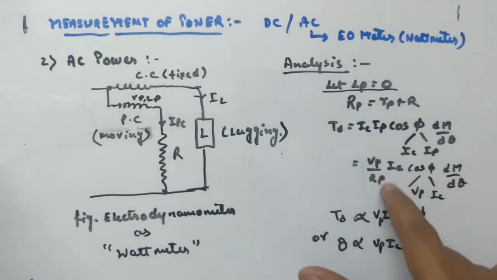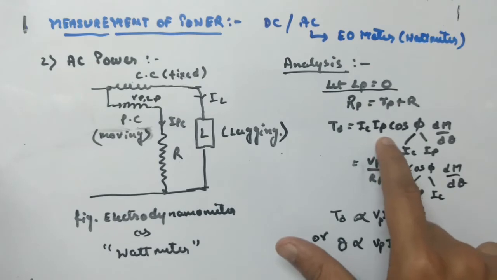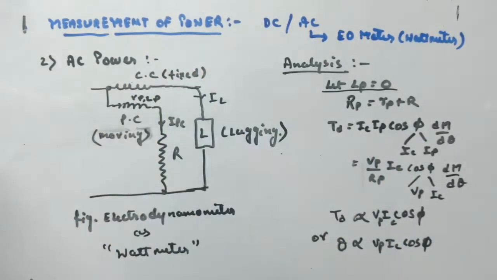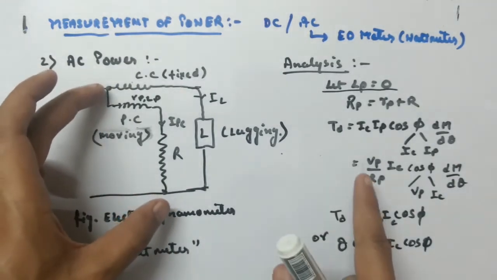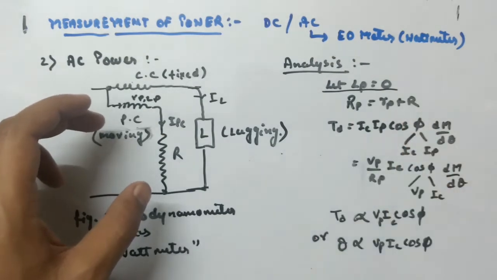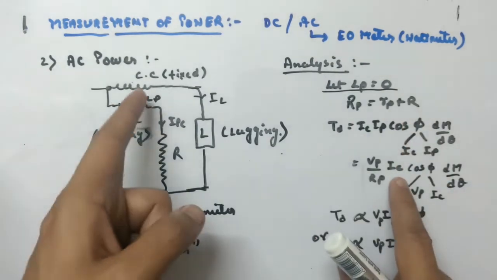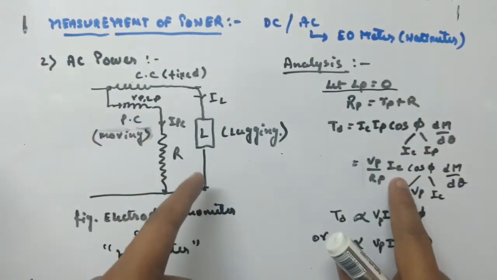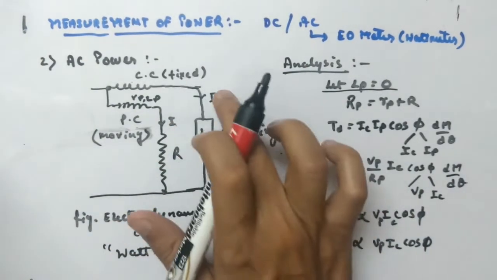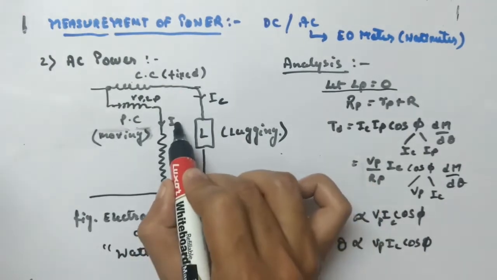Now you can write Vp divided by Rp in place of IP. This is the voltage V, total, so IP is Vp divided by Rp, which is small rp plus capital R, into IC, which is the current in this branch. I should write IC and IP just to avoid confusion.